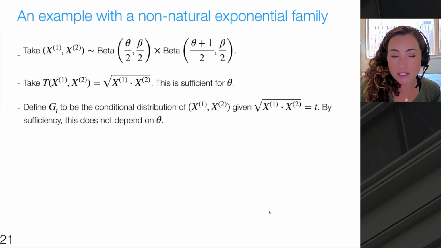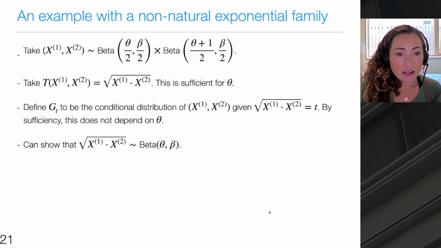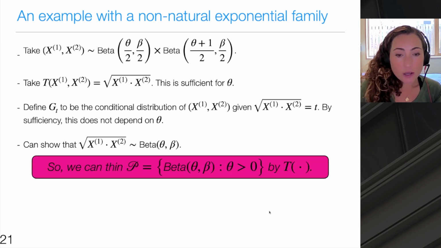And then I'm going to define g sub t to be the conditional distribution of x1 and x2, given the square root of x1 times x2. And by sufficiency, this doesn't depend on theta. And now I just need to find out what is the distribution of t of x1, x2. If this were a real life talk, I would right now ask the audience to guess what the distribution of t of x1, x2 is, and I bet some of you would have it right. But it turns out that the distribution of t of x1, x2 is actually a beta distribution with parameters theta and beta. So what this means is that I have a way that I can thin a beta distribution where the first parameter is unknown using the geometric mean.